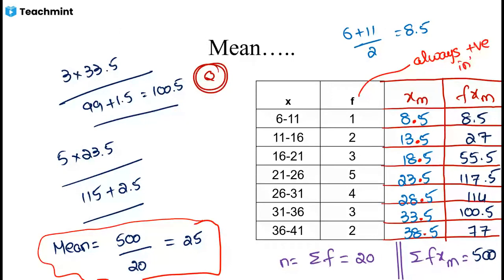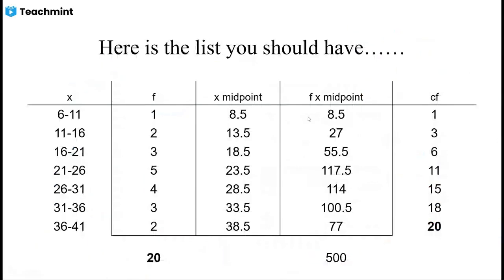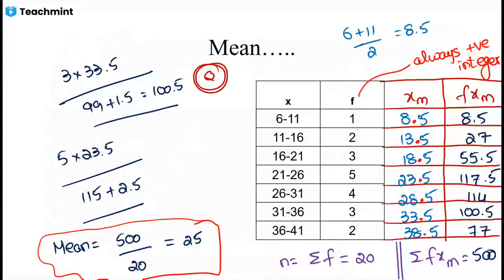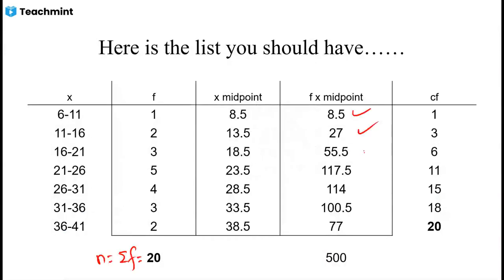Right. That small things also play a role in exam point of view as time is limited. Now, F is this, N is this. This is the entire data. Those who are not yet done, you can observe this. See, we got same thing, right? 8.5, 27, 55.5, 117, all data. Sum of F into XM. This is XM. This is F into XM.